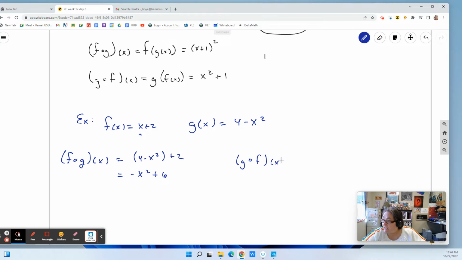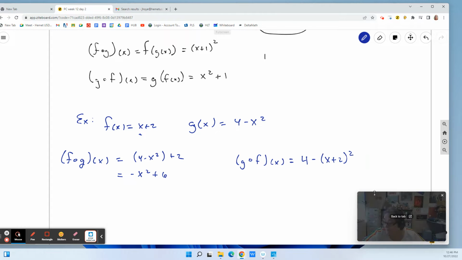What if I wanted to find g of f of x? Now we're going to take Bugs Bunny and plug it into Stalin, right? So I have 4 minus x squared. So here I'm going to put where my x is, x plus 2, and that would be squared. Do I want to do the math on that? I kind of don't, but I will because why not? I got nothing better to do.